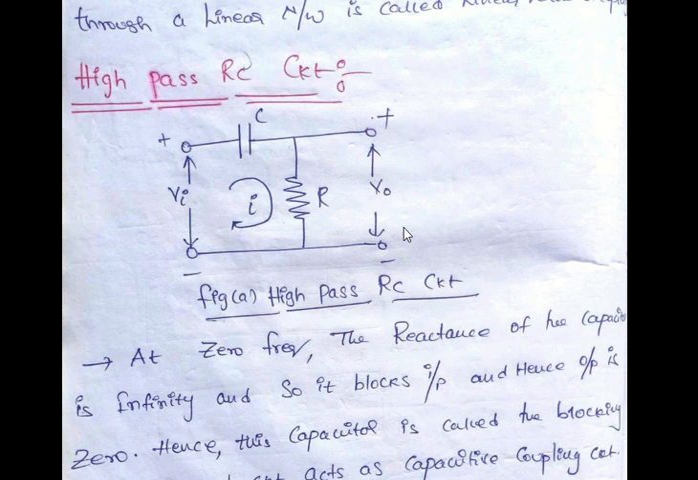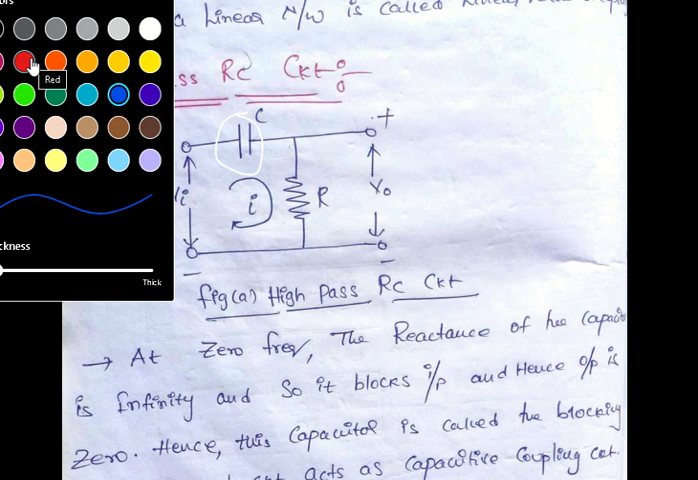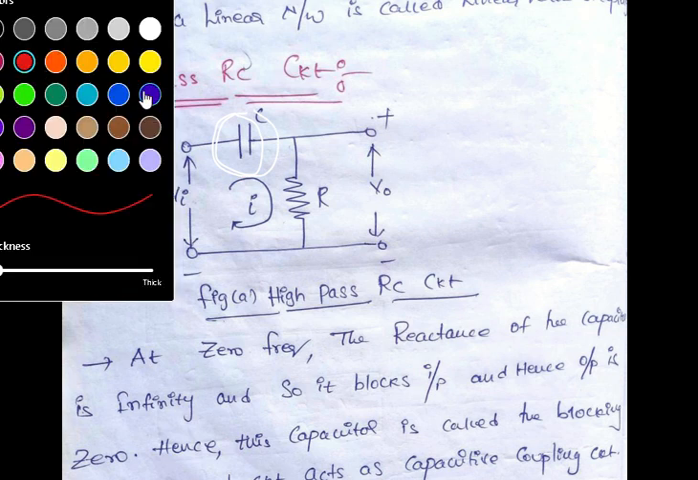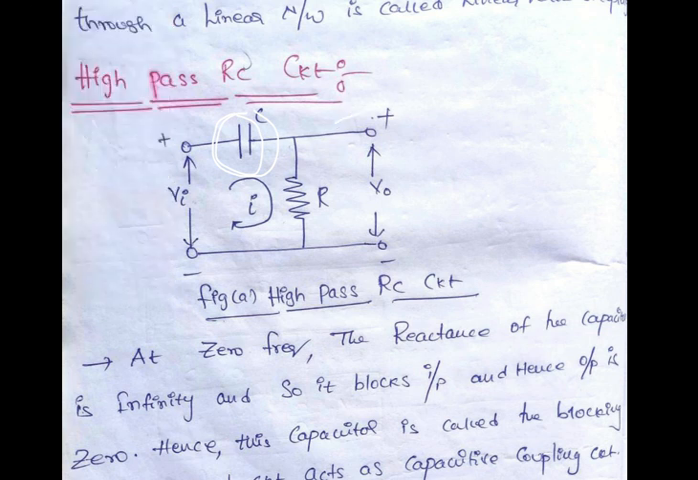So when the capacitor acts as an open circuit, there is no flow of carriers from this point to that point. Whenever it acts as an open circuit, there is no flow of carriers from the input to the output terminals. Therefore, correspondingly, the output voltage V0 is equal to 0.